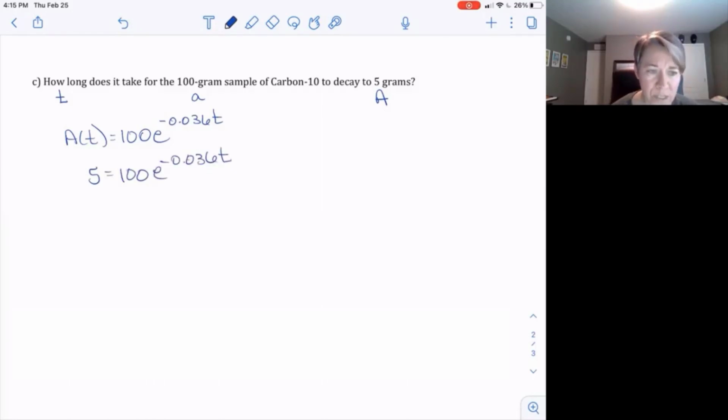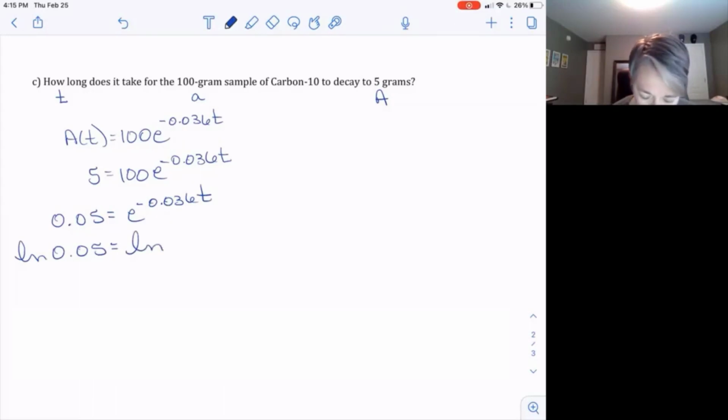We're going to divide both sides by 100, which gives us 0.05 = e^(-0.036t). And again, we're solving for that t. It's in the exponent position. Our base of that exponent is e, so we're going to use the natural log of both sides so that it would simplify easier. So ln(0.05) = ln(e^(-0.036t)). The right-hand side simplifies just to the exponent. Negative 0.036t equals the natural log of 0.05.